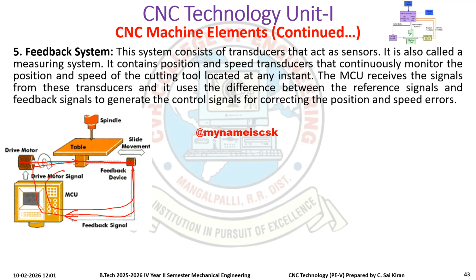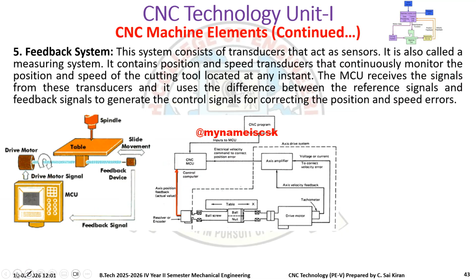This will be completed within a fraction of seconds. Whatever the MCU receives, it will transmit to the transmitter, and the difference from the reference signal, the feedback, will be generated, and it will correct the position. It will correct the position and reduce the speed error. Suppose I give 3000 rpm but it is rotating only at 2998 rpm, then whatever the errors are, it will compensate those errors. Next, for the feedback system, this is a sketch of the feedback system.